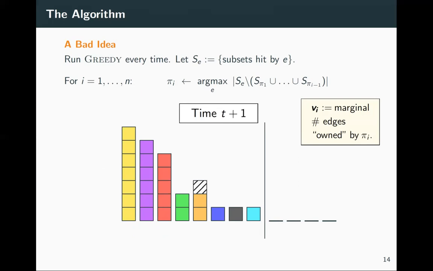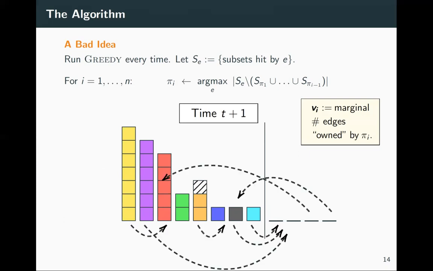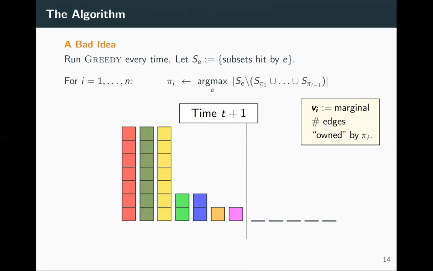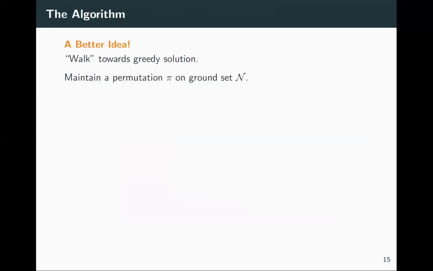At time t plus 1, a new subset arrives. Now, we've currently ordered our elements according to the greedy algorithm at the previous time step. The new greedy algorithm for this time step will come along and say, whoa, whoa, whoa, please rearrange your solution completely. You've done this all wrong. And because you're too eager, you'll go ahead and completely rearrange your solution. Of course, you'll be competitive because you're running the greedy algorithm for the current time step, but you might pay way too much in the recourse. A better idea is to instead walk towards the greedy solution.